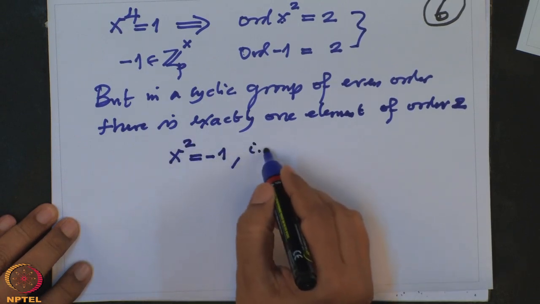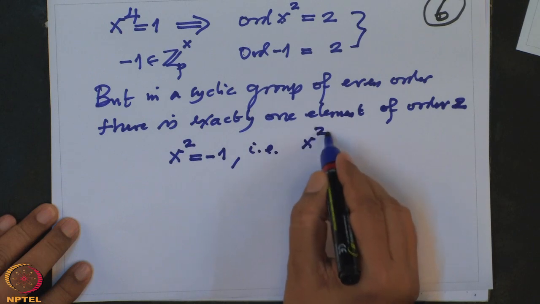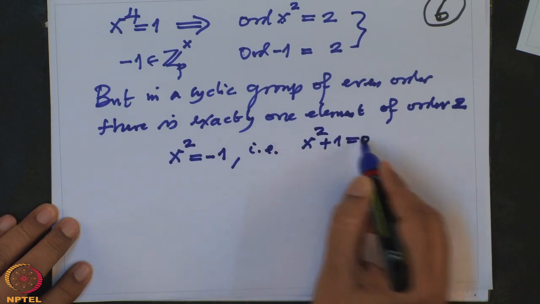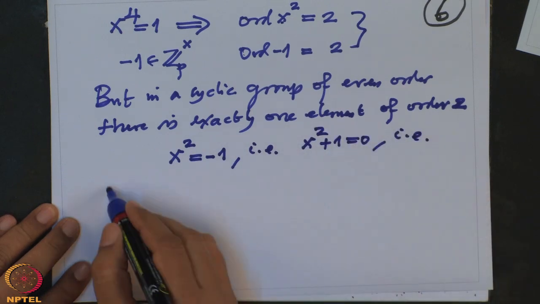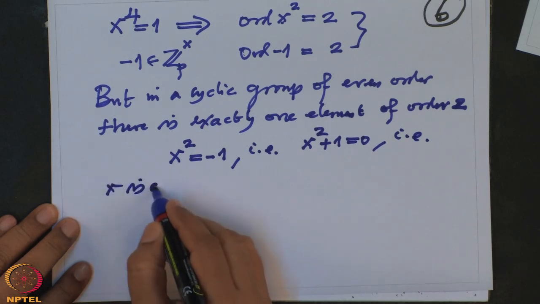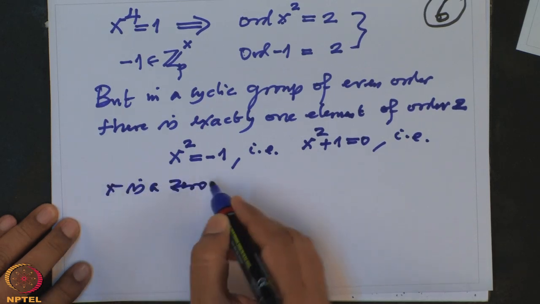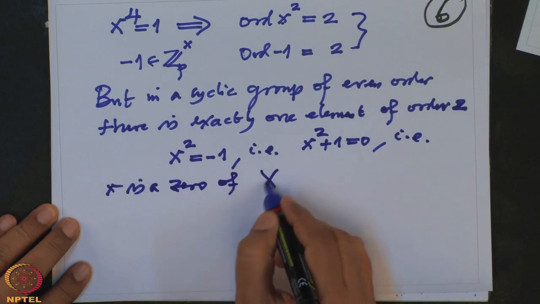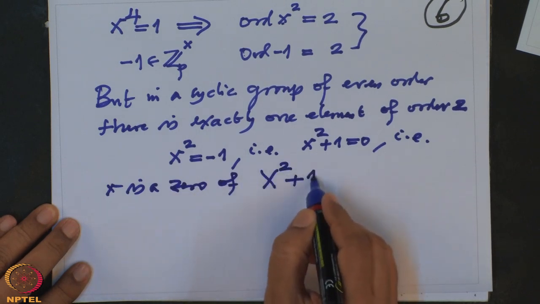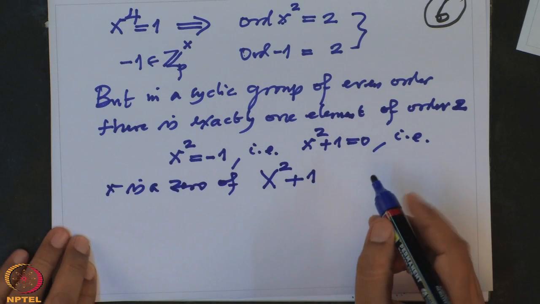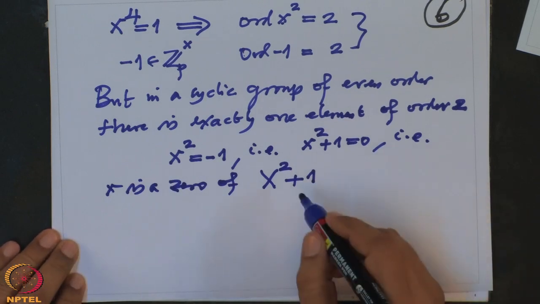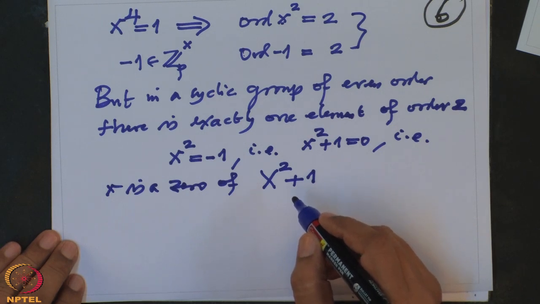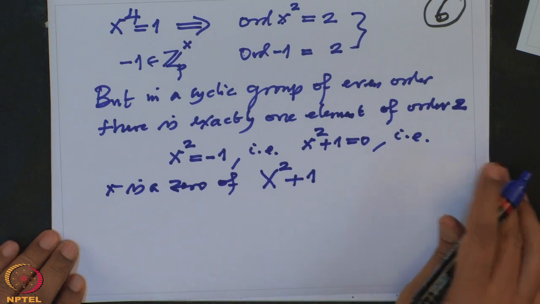But that means x square plus 1 is 0. So that means x is a 0 of the polynomial x square plus 1. So that is what we wanted to prove.